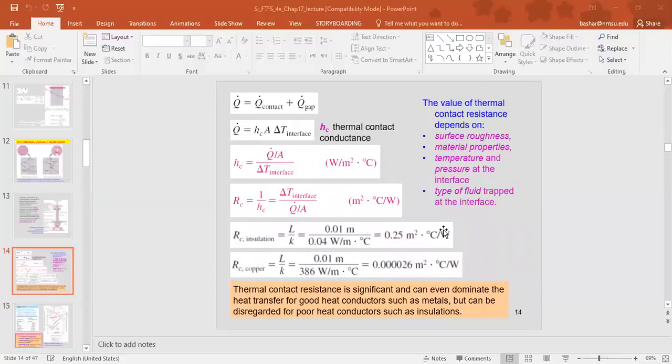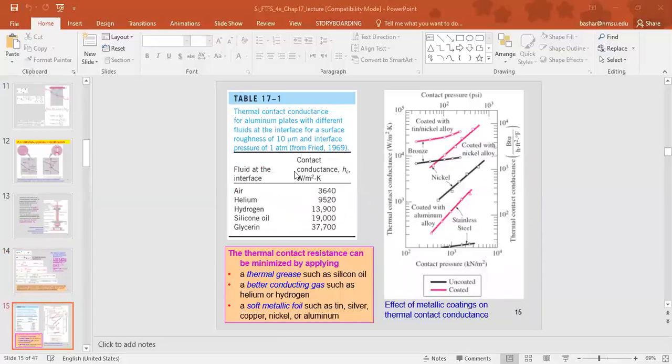And there are values for this thermal contact resistance that are shown in table 17.1. This is shown as the contact conductance. The contact conductance is simply the reciprocal of the thermal contact resistance. So it's the inverse of the thermal contact resistance. This is the contact resistance if the fluid at the interface is air, helium, or hydrogen, and that results in different values for the contact conductance. The higher the contact conductance, the lower the thermal contact resistance.